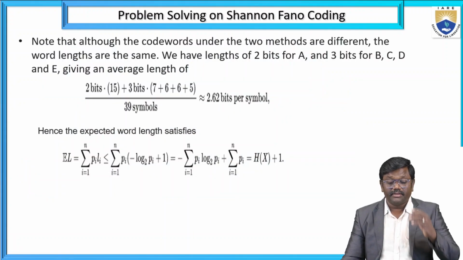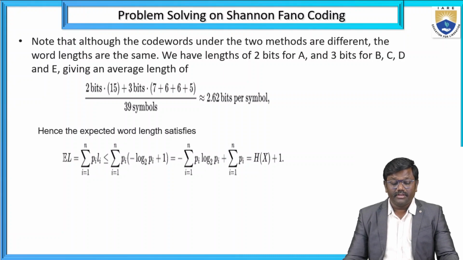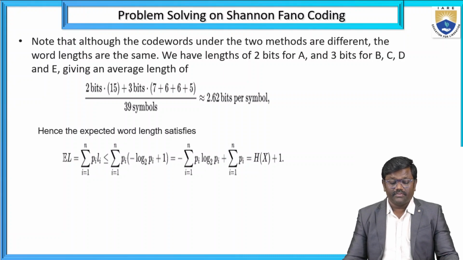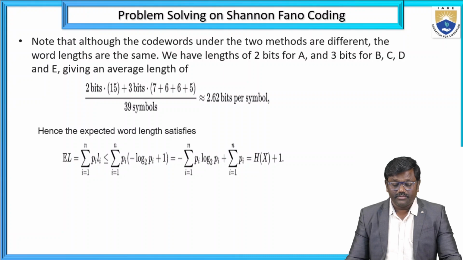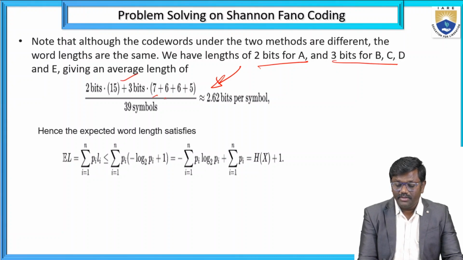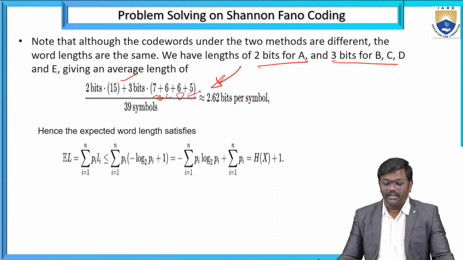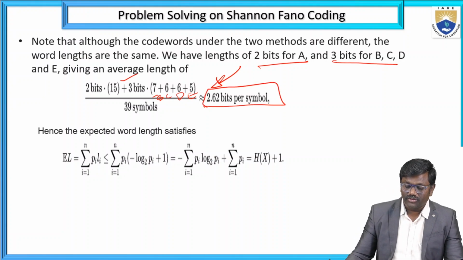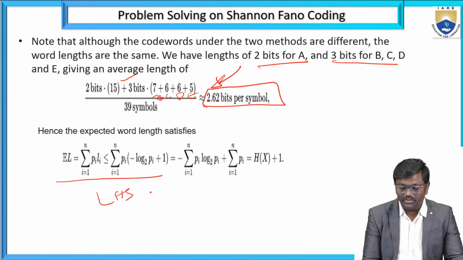Next, note that the code words under the two methods are different. The word lengths are the same, but we have lengths of 2 bits for A and 3 bits for B, C, D, and E, giving an average length in bits per symbol. Here we are substituting the values: 2 bits for A, 3 bits for B, C, D, and E. Then we got 2.62 bits per symbol. Hence, the expected word length satisfies LHS equal to RHS.